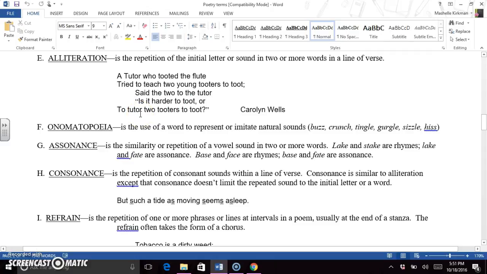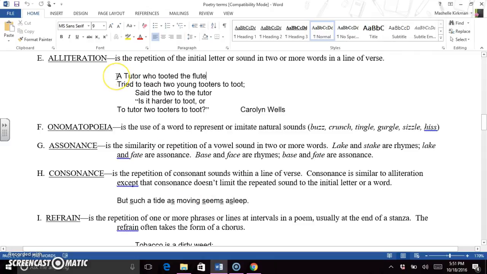Consonance is the repetition of consonant sounds within a line of verse. So it's similar to alliteration, but the big exception here is that the consonance doesn't limit the repeated sound to the initial letter of a word. "But such a tide as moving seems asleep." So noticing here, I've underlined the S's because that's the sound that we're getting with the consonance, but noticing the S's are all over the place. They're not just the first sound that you're getting from the words. They're also sounds from the end of words, from the middle of words, and that's consonance. Okay, alliteration is just that first sound, whereas consonance is all the way throughout.